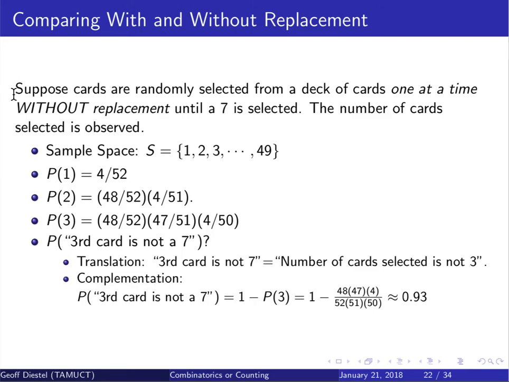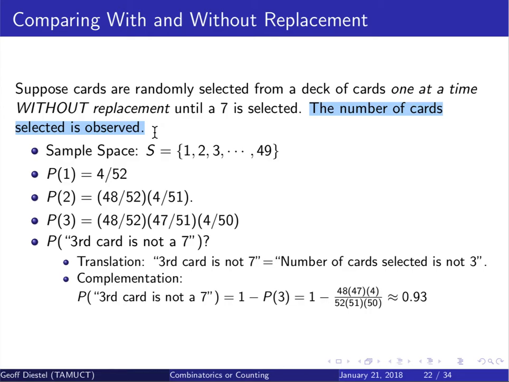Suppose cards are randomly selected from a deck of cards one at a time without replacement. So they're like being dealt out one at a time, and you get to keep the cards as you get them in order. And we keep dealing until a 7 has been dealt or selected. And then our observation is the number of cards being selected.